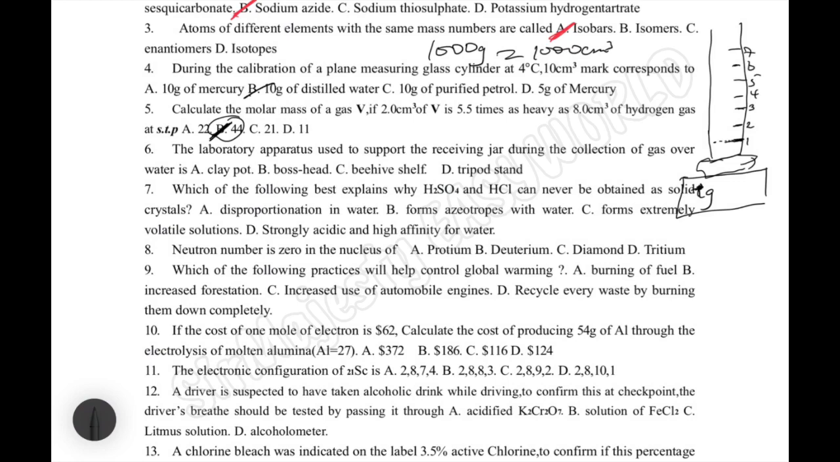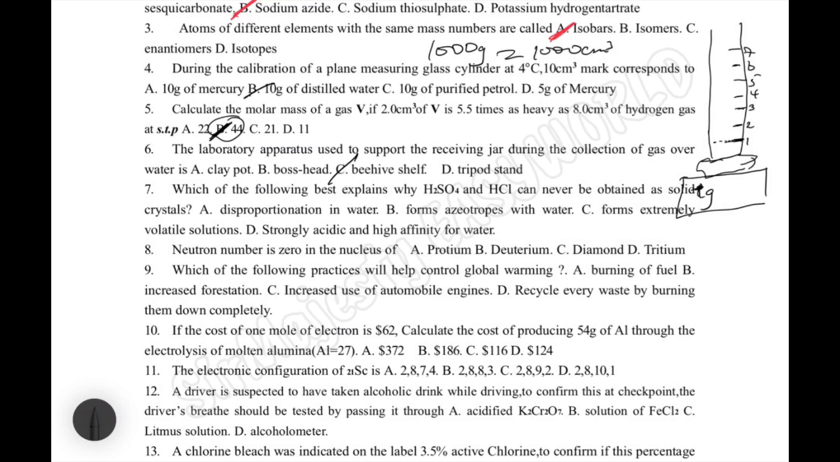Then number C says the laboratory apparatus used to support the receiving jar during the collection of gases over water is clay pot, no. Boss head, no. That one is for stand and clamp. Beehive shelf, yes. Tripod stand, yes. So you watch my video where I use this beehive to support the cylinder as I collect gases and measure the volume involved. Still here at Her Majesty's World, we believe in practicals, and we show you what we teach. We don't just teach the theory, we do it practically.